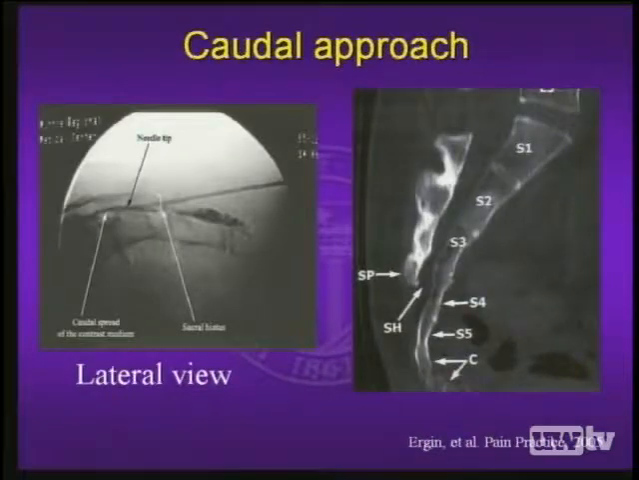So let's quickly look at what this looks like with the fluoro images. This is the caudal area, cephalad here, and you can see this is a lateral view. This is the sacral hiatus right here, and you can see the needle tip coming up and into the sacral hiatus. Looking at this laterally from a different view, the needle will be coming up through here.